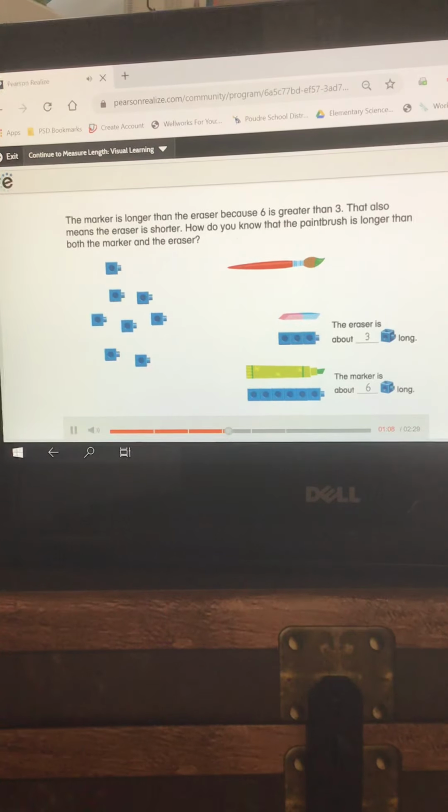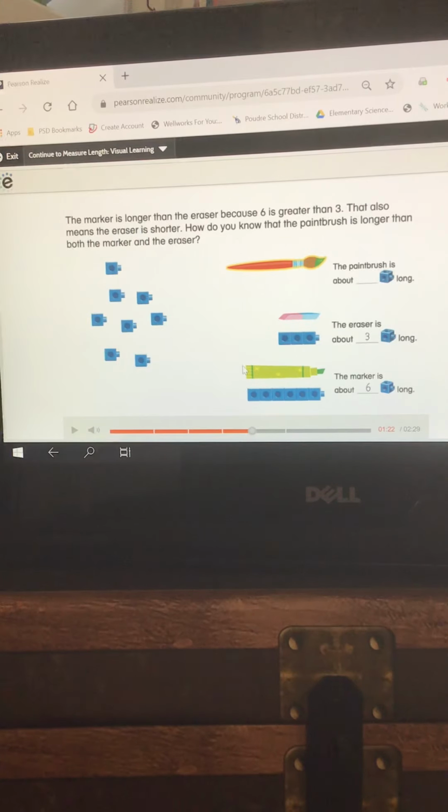The marker is longer than the eraser because 6 is greater than 3. That also means the eraser is shorter. How do you know that the paintbrush is longer than both the marker and the eraser? How do you know? What do you notice?